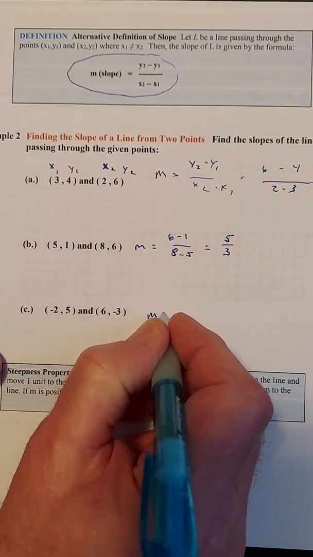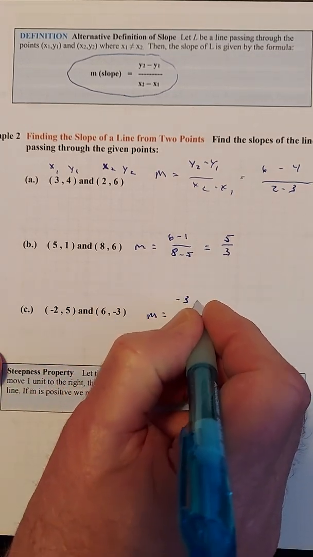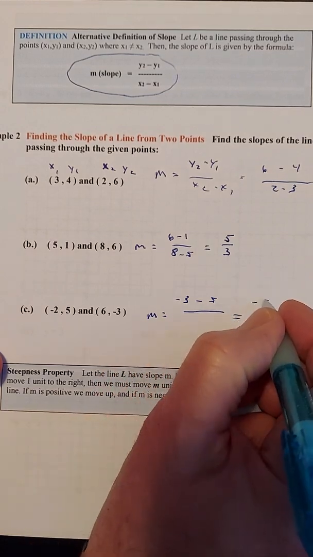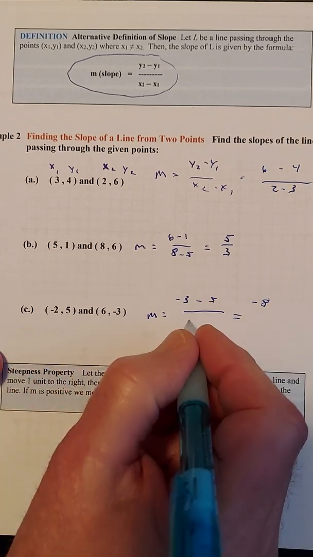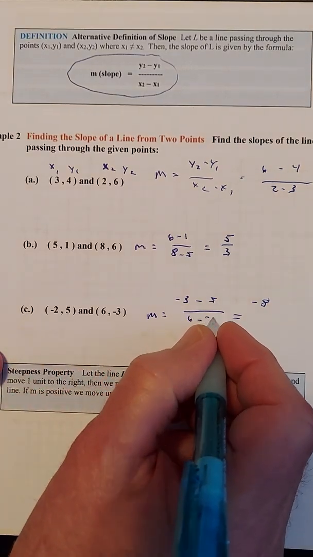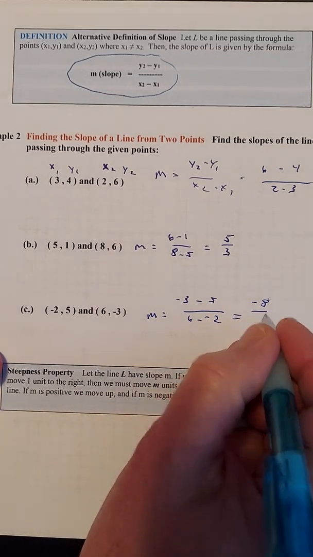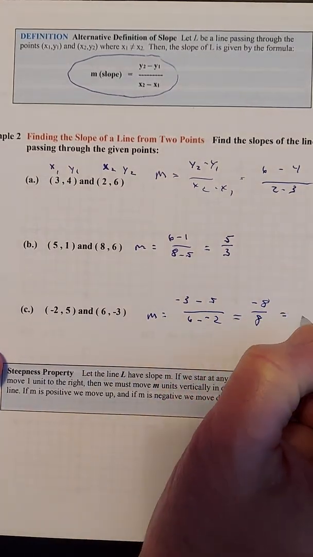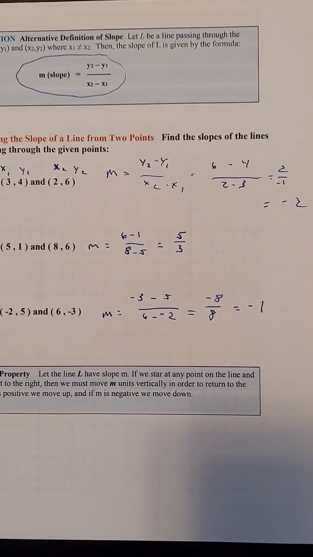Okay, and then the last one I have down here, so that's negative 3 minus 5. I'm just going to go ahead and put negative 8 over here. And on the bottom, it's going to be 6 minus negative 2. 6 minus negative becomes plus. 6 plus 2 is 8. Positive 8. So I've got negative 8 over positive 8. That slope's going to be negative 1. Okay.